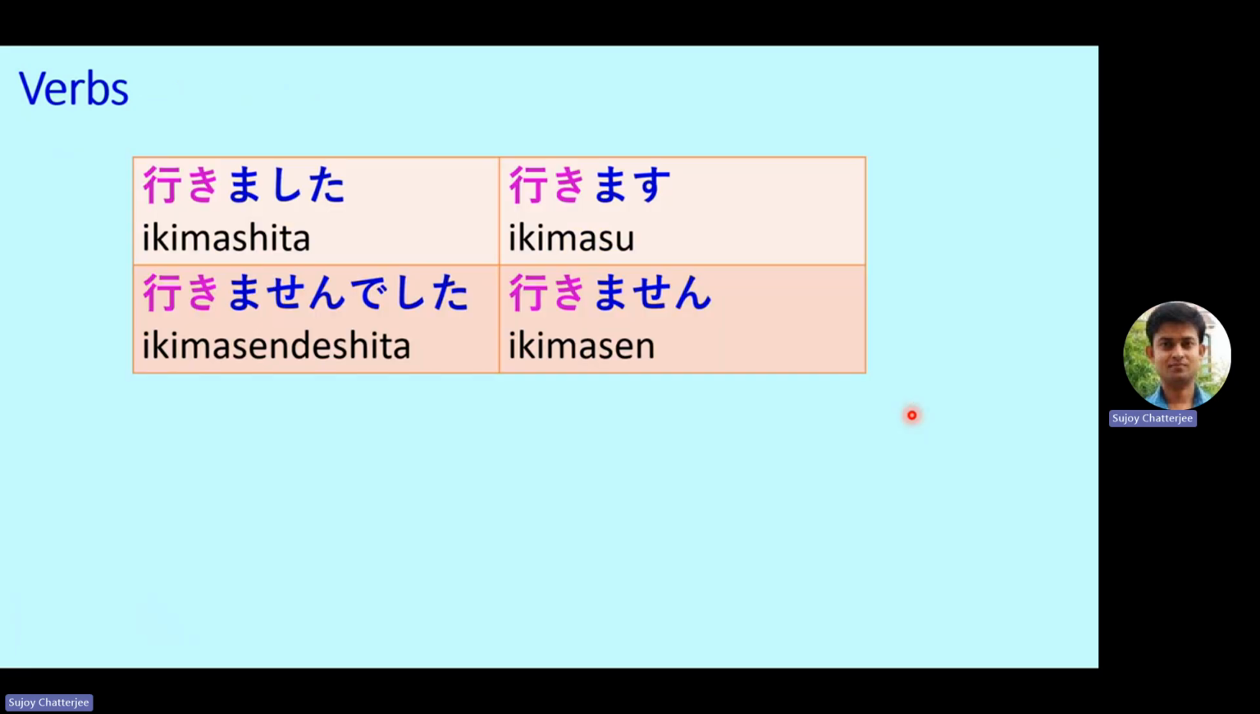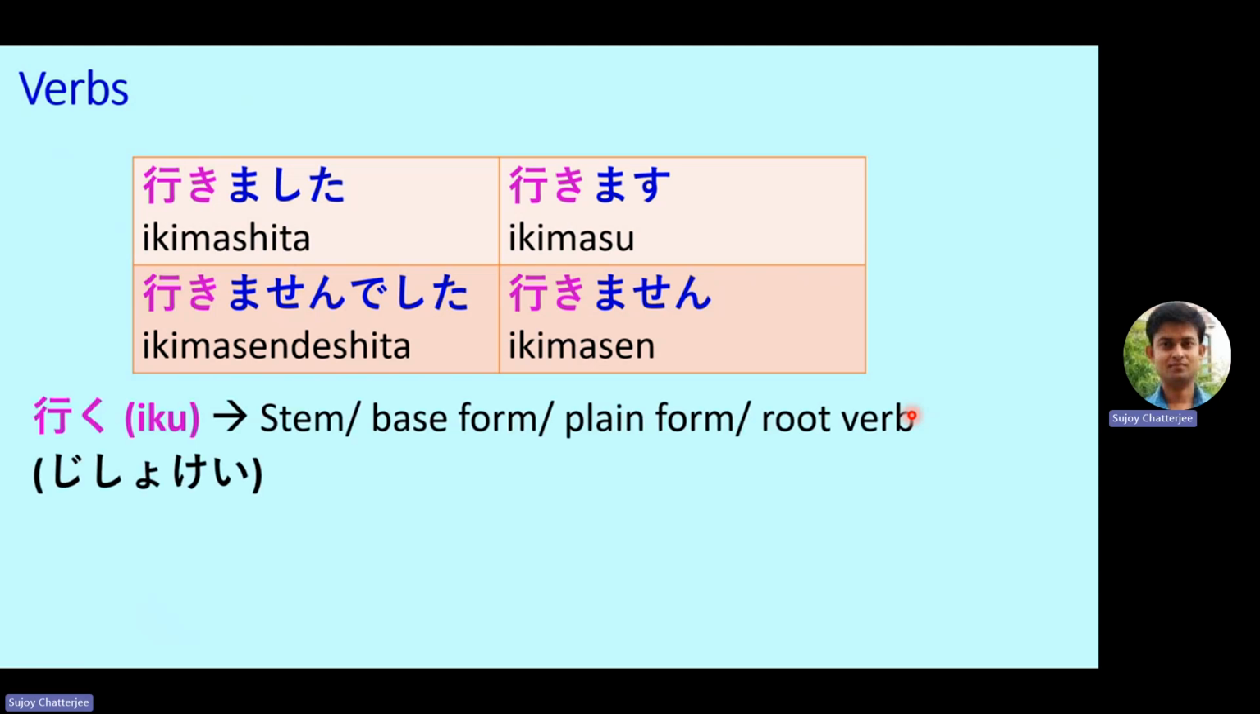So in this table you can see the four mass forms of the verb iku. Iku is the stem verb. It is called stem or the base form. It is also called plain form, and it is also called root verb. So iku is the stem or the base from which we have ikimas, ikimasen, ikimashita, and ikimasendeshita, which are called the mass forms. And this stem iku is also called jishokei. In Japanese, the plain form of the verb is called jishokei, and verb is called doshi.